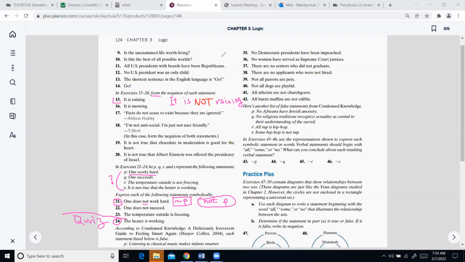I guess that'd be our quiz for today. It talks about a heater working. Is that the statement, or is that the opposite of that statement? Is that, let's say, Q, or is that not Q? Please don't hurry, just think about negating one of these 4 statements, or just keeping them the way they are. So again, that's our quiz for today. I'm going to stop recording.